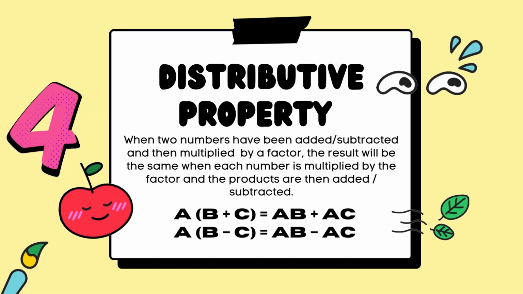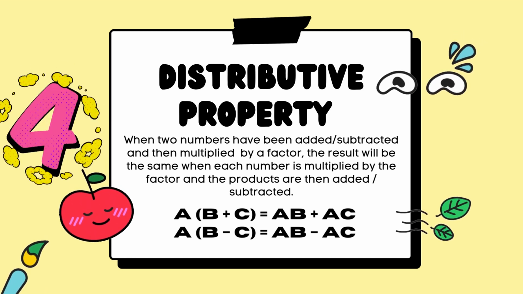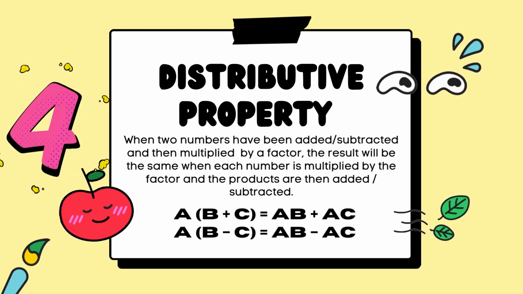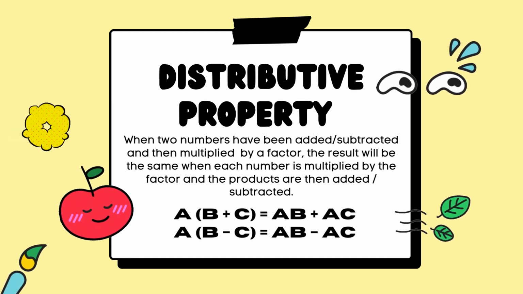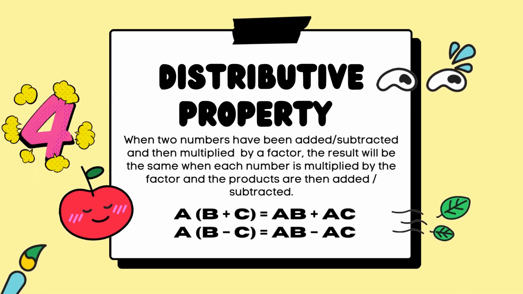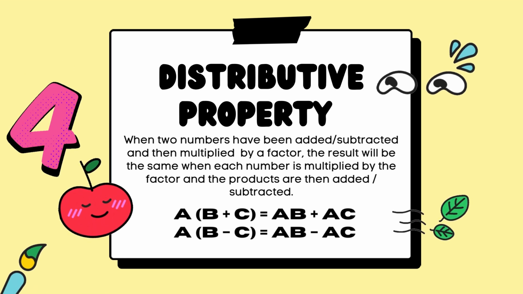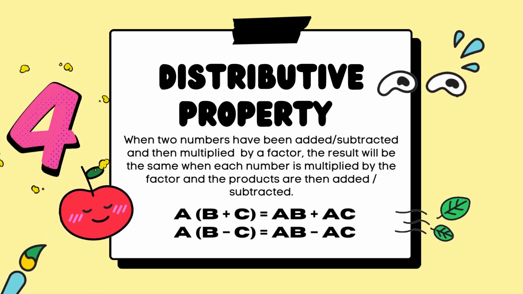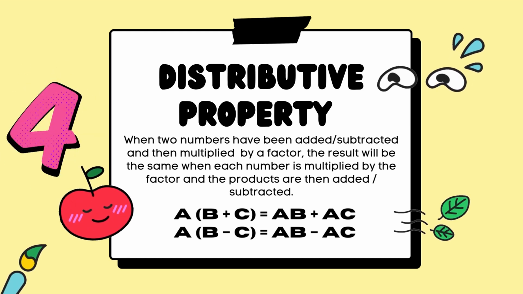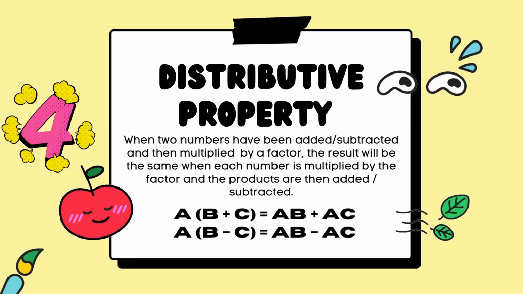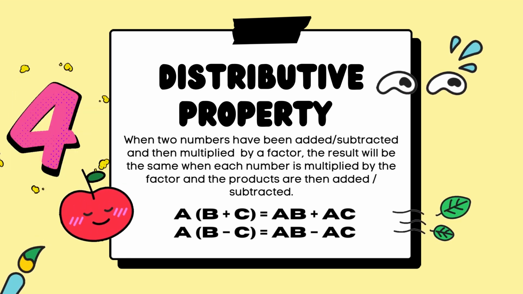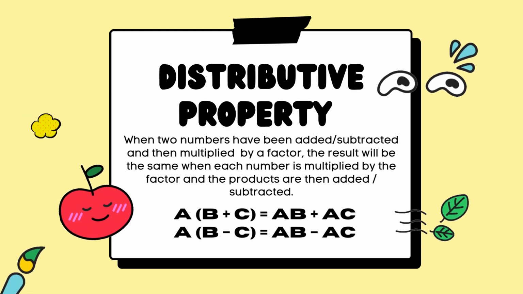Anyway, distributive property is when two numbers have been added or subtracted together and then multiplied by a factor. The result will be the same when each number is multiplied by the factor and the products are then added or subtracted. So A times the sum of B and C is the same as the product of A and B plus the product of A and C. Or A times B minus C is the product of A and B minus the product of A and C.